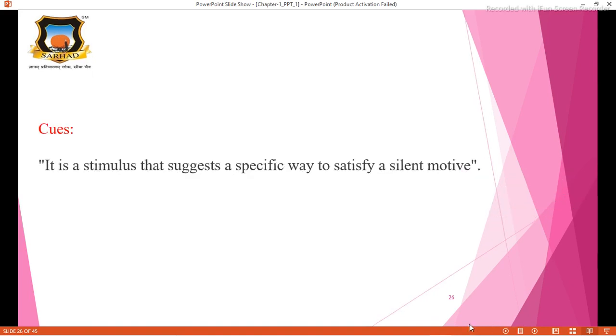The second element is cues. It is a stimulus that suggests a specific way to satisfy a salient motive. If a motive serves to stimulate learning, cues are the stimuli that give direction to these motives.